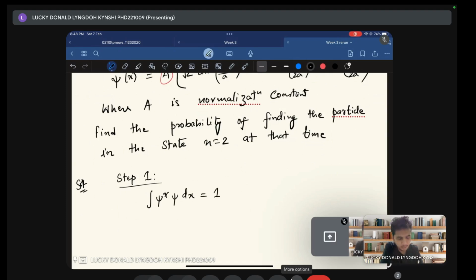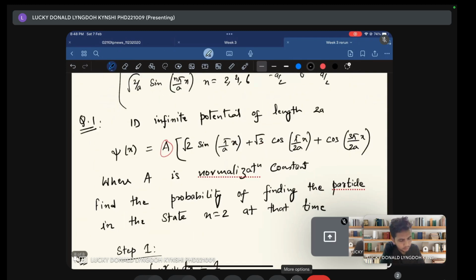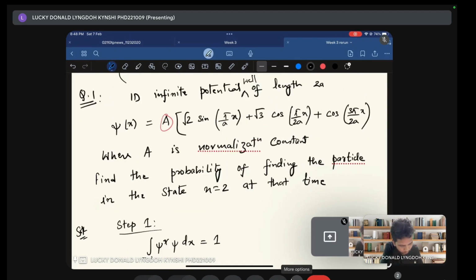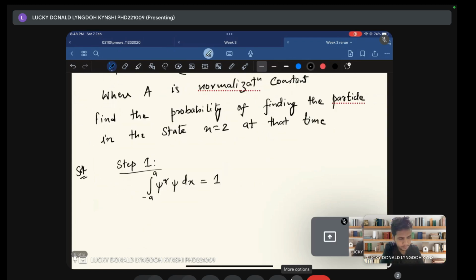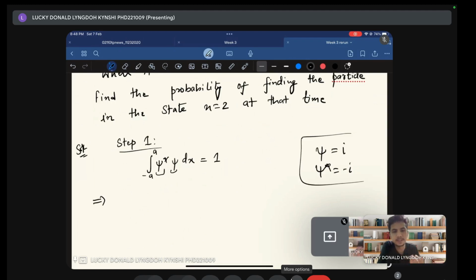What are the limits of the integration? Since it is an infinite potential well of length 2a, it runs from minus a to a. Then you just put in the values of psi star and psi. What is psi star? Psi star is the complex conjugate. That means if psi is i, then psi star is minus i. This is an example, but if it is a real part, then it remains the same. So what you need to do is replace A.